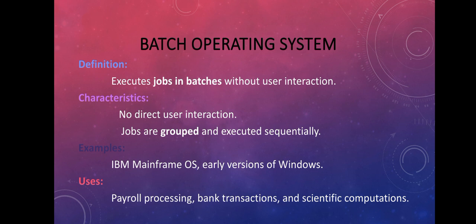Then batch OS. In a batch OS, jobs are processed in groups or batches without user interaction. It's commonly used for things like payroll processing and banking transactions. Examples are IBM mainframe OS and early versions of Windows, which is also used in scientific computations.